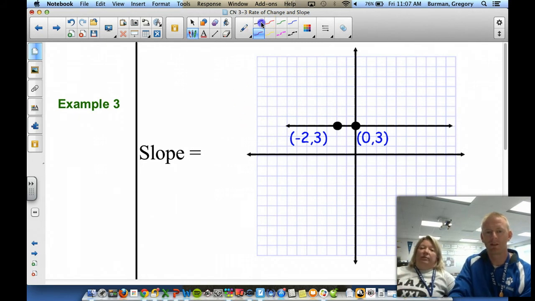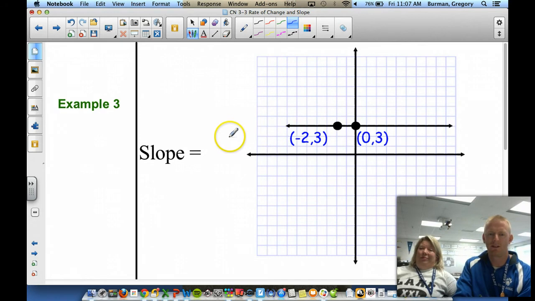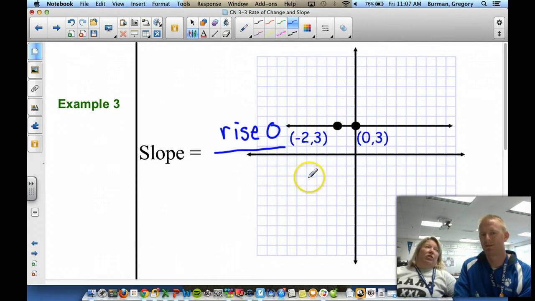Let's go with the next one. If we read from left to right, my rise is 0. I can't find one. You've got to rise, but it's 0. I'm not going up or down, so I'm staying where I'm at, so we're going to call that rise 0.